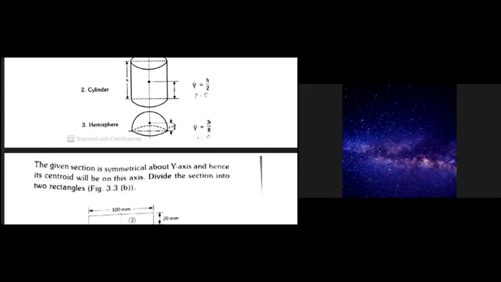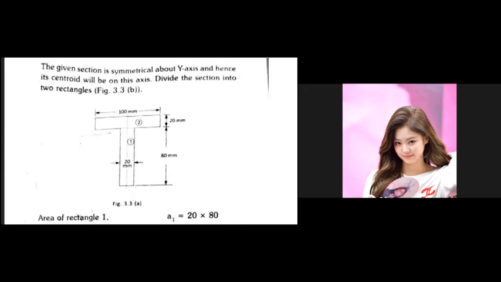So here, the first problem: the given section is symmetrical about the y axis. We have to determine the centroid of the T section as shown in the figure, about its bottom and about its extreme left edge. So the given composite section is the T-shaped section.